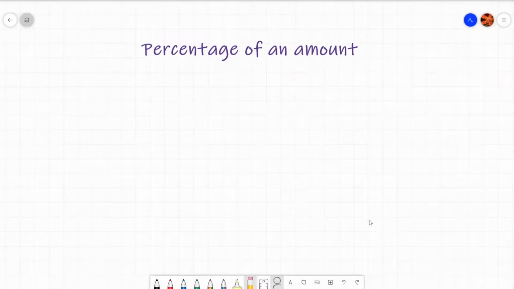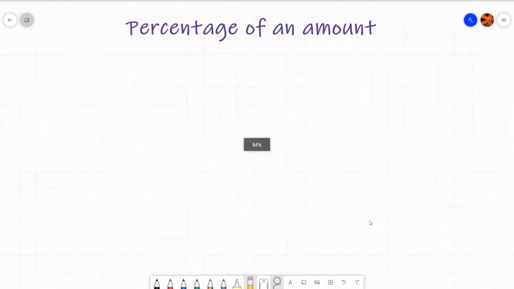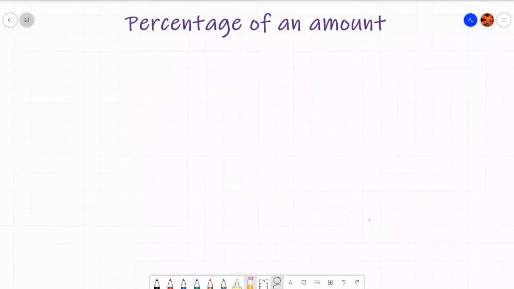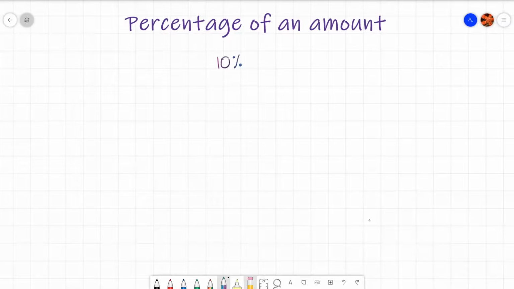Percentage of an amount. In today's lesson, we will be looking at working out percentage of an amount without a calculator. Okay. So the most common one that you need to know first is to work out 10%. Okay, how to work out 10%. Now to work out 10%, you've got to divide by 10.